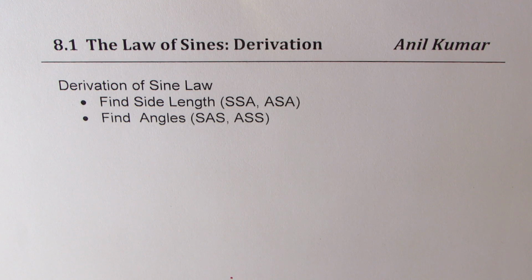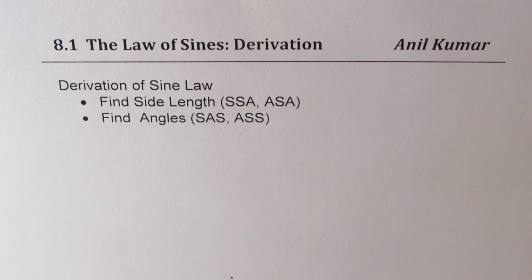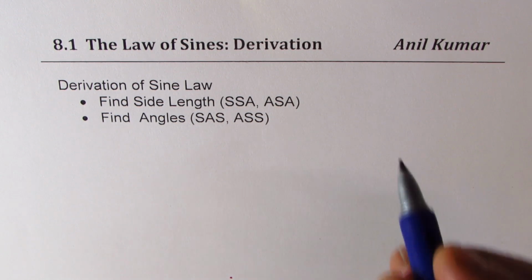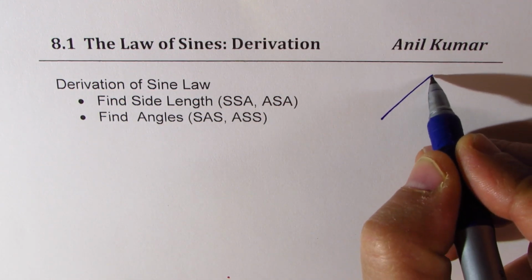We'll first derive the relation between sine of an angle with the sides and then take up two examples, one for finding the side lengths of a triangle and the other one to find angles in a triangle. So let us begin with a simple derivation for sine law.